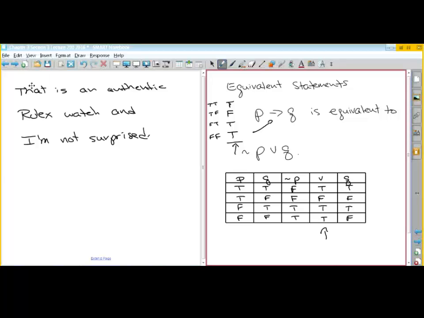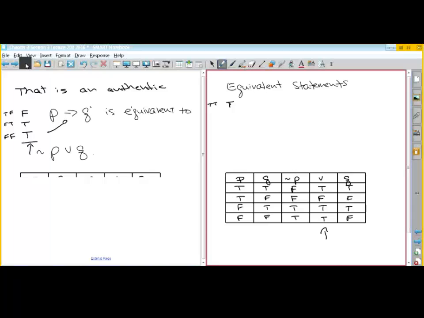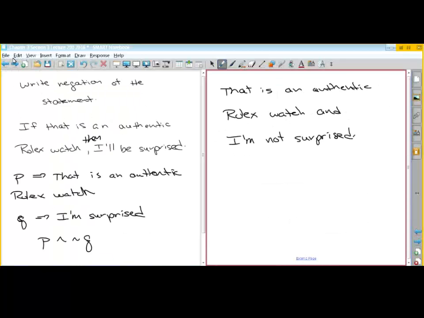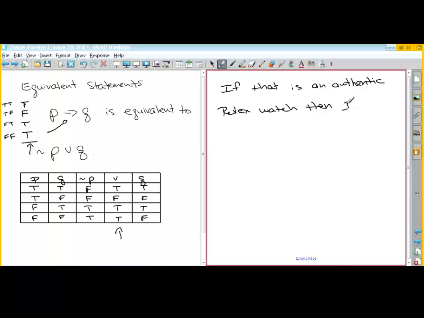So we could use the statement we just did previously, and we could do the equivalent statement that doesn't involve if-then. I think the original statement was: if that is an authentic Rolex watch, then I'll be surprised.